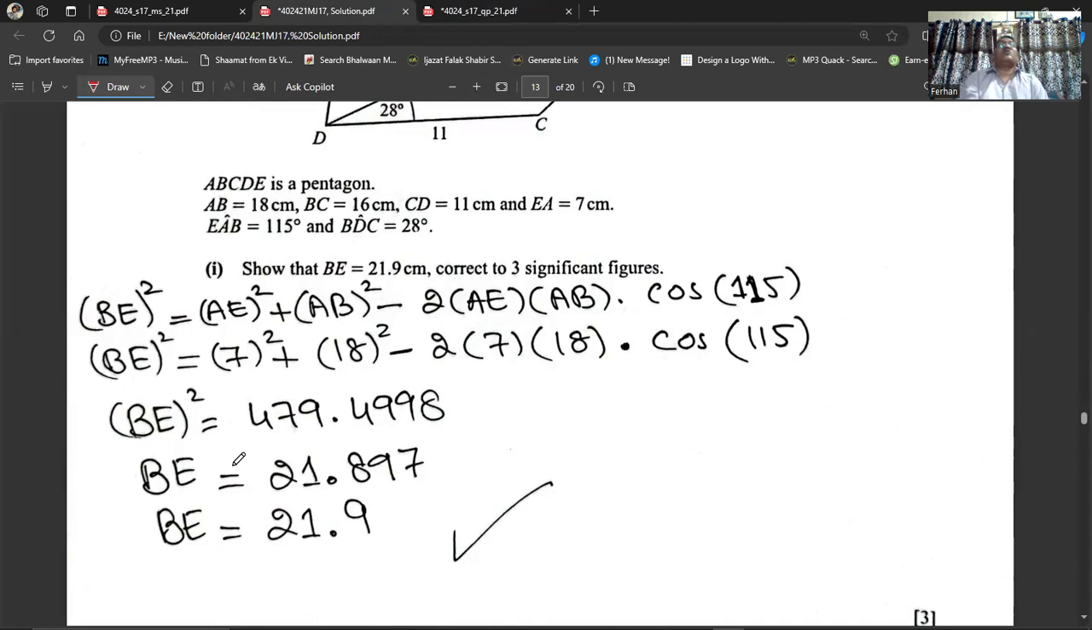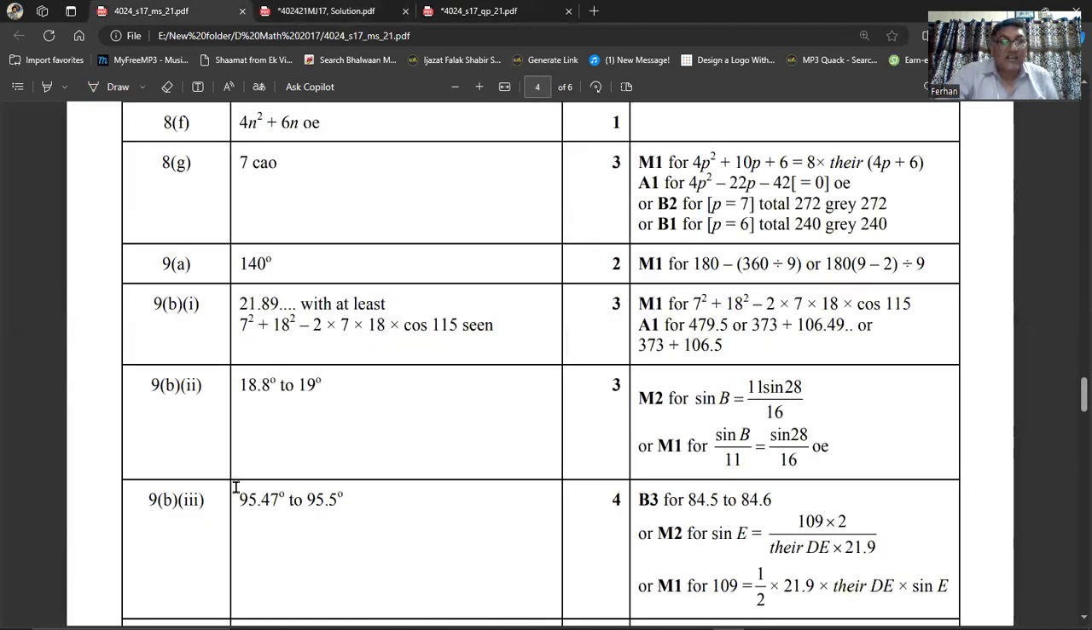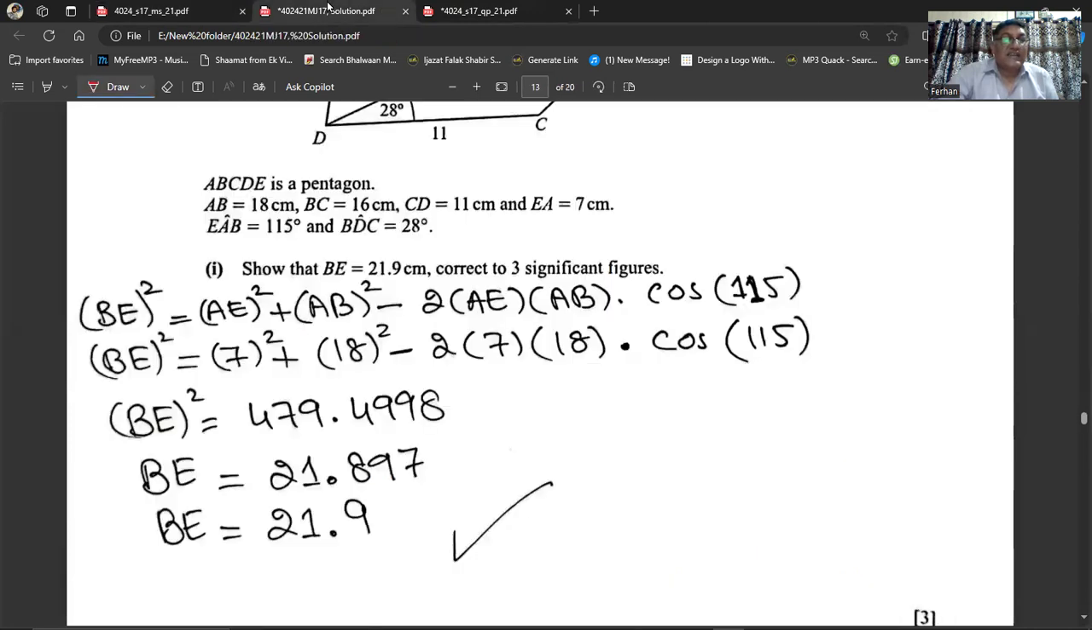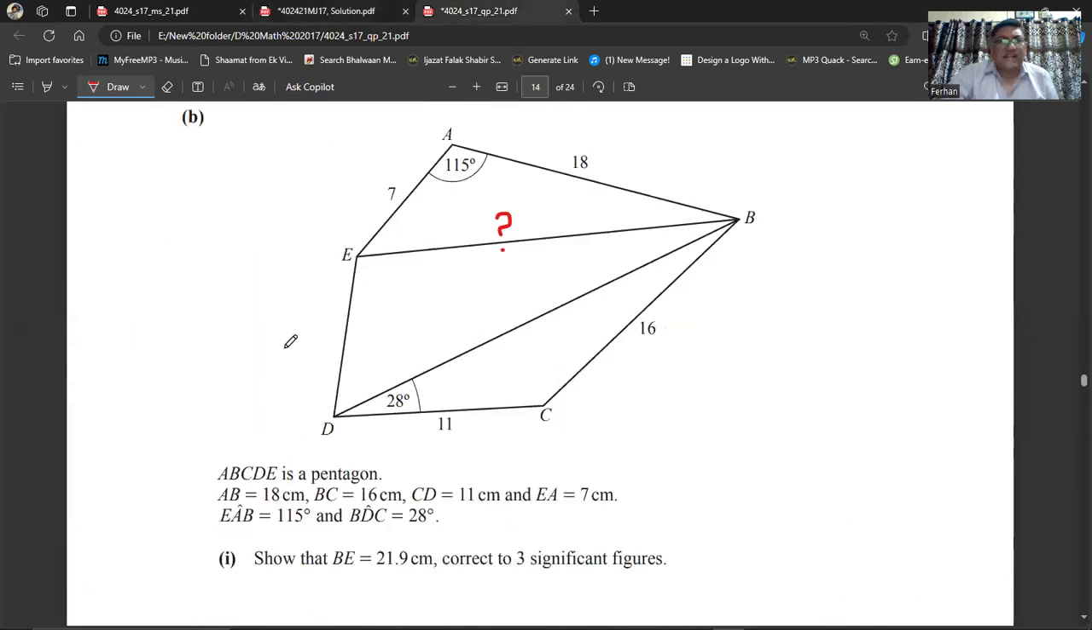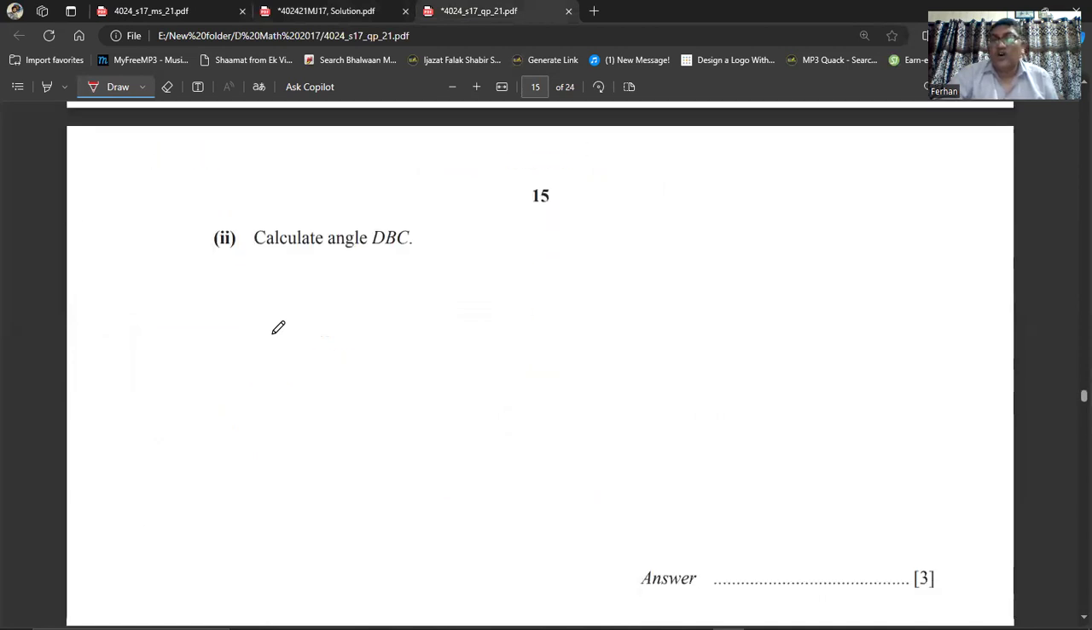So when you enter this in your calculator, it will be 479.4998. Then take the square root on both sides. You will have 21.897, so it is 21.9. 21.9 is the right answer, sir. This was what we had to show. Okay, so I hope you understand this. We have used the cosine rule.